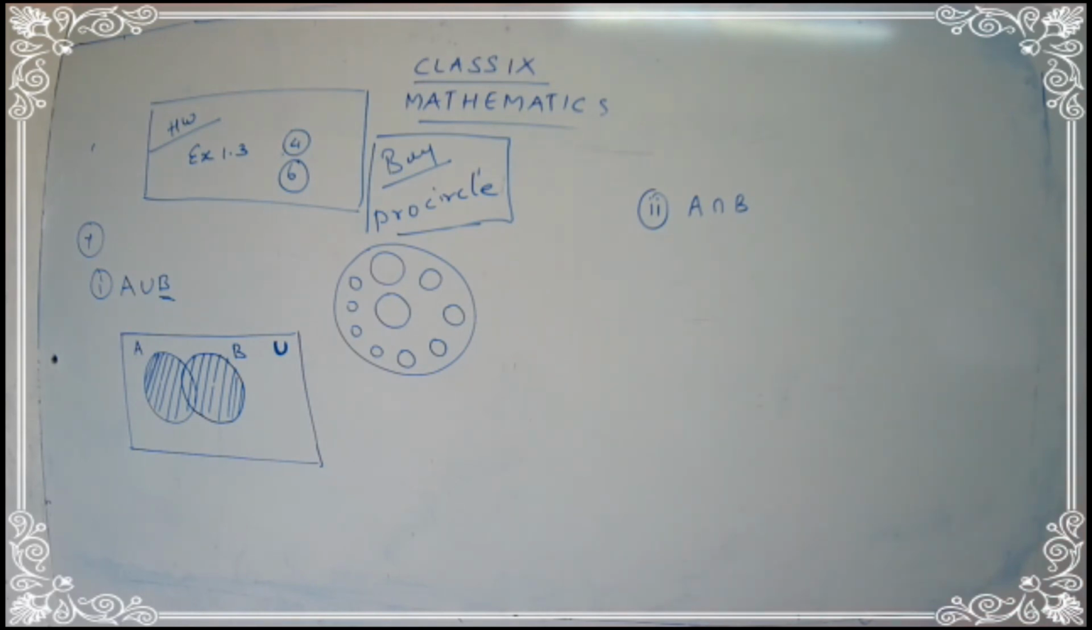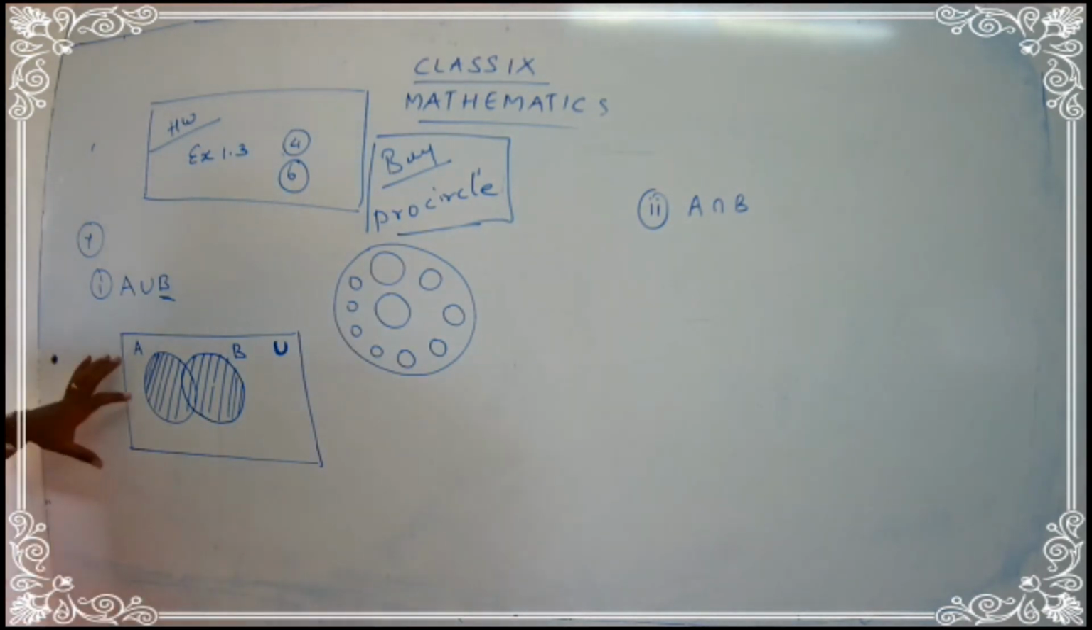So you are clear. I hope you are clear with the first part. The first part was A union B. A union means you are going to combine A and B. So I have shaded A and B together. I am not going to come outside.